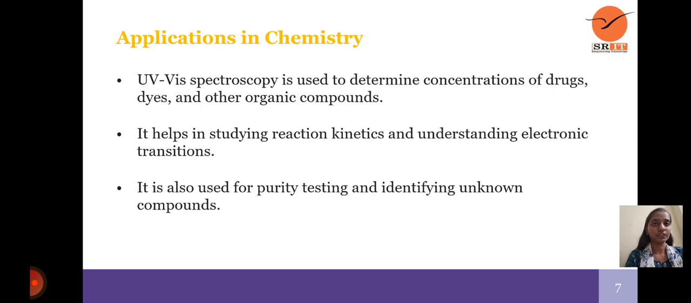UV visible spectroscopy applications in chemistry. UV visible spectroscopy is used to determine the concentration of drugs, dyes, and other organic compounds. It helps in studying reaction kinetics and understanding electronic transitions. It is also used for purity testing and identifying unknown compounds.